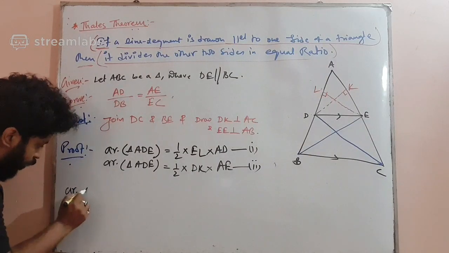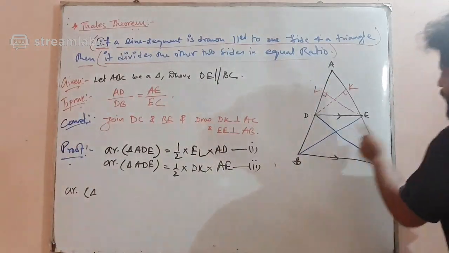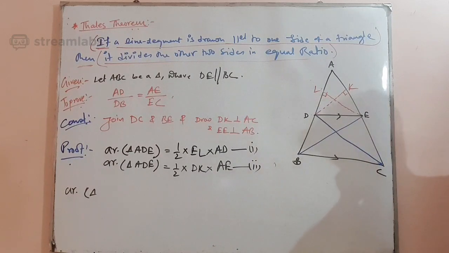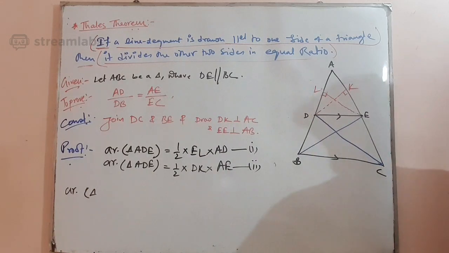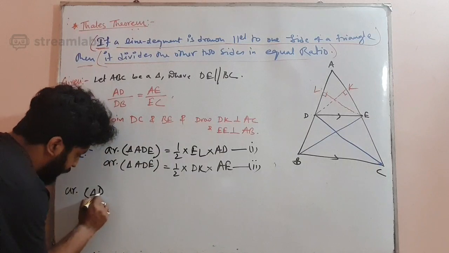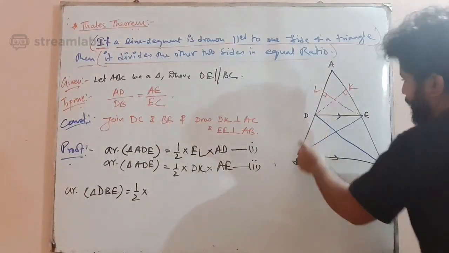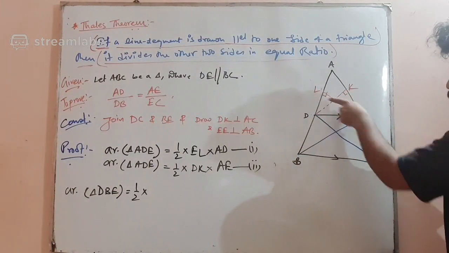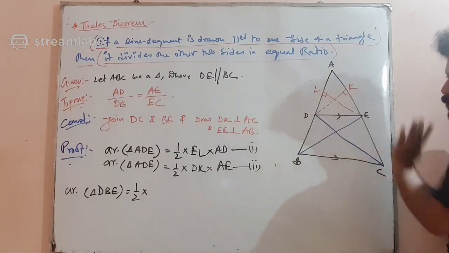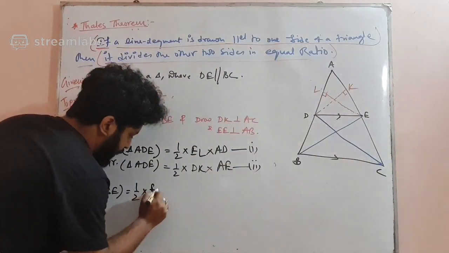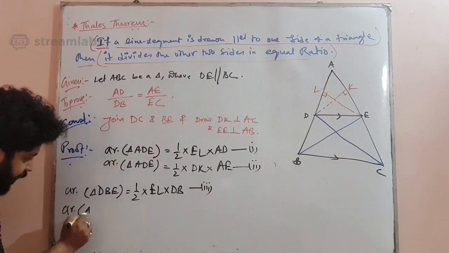Then area of triangle DBE. I'll take area of triangle DBE. That will be half into, if I take DB as the base, then the height will be EL outside the triangle. If I take DB as the base, then EL will be the height. So half into EL into DB. Equation 3.